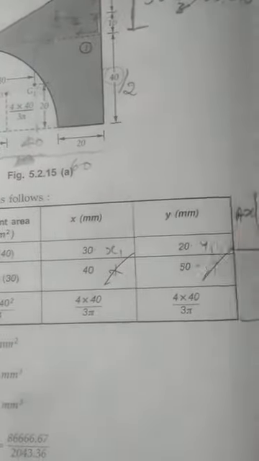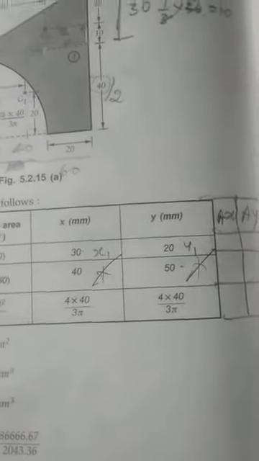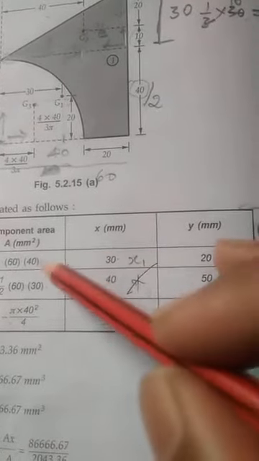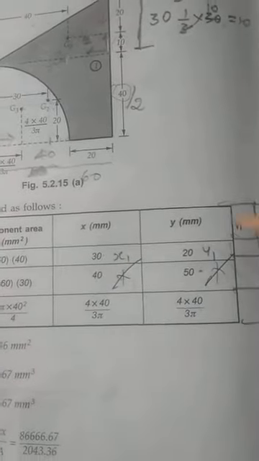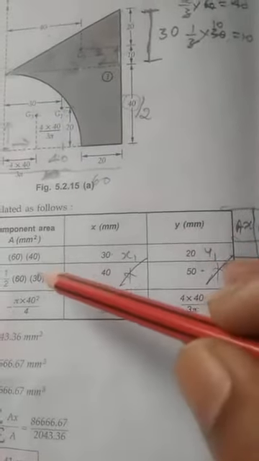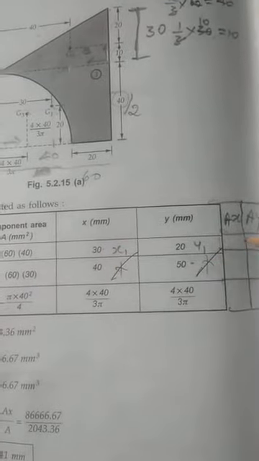If you want, you find it. That will be easy. You have to multiply this with this and this with this, and write the respective values. If you multiply a with x, write it in this column. If you multiply a with y, write it in this column. That is for the first area.